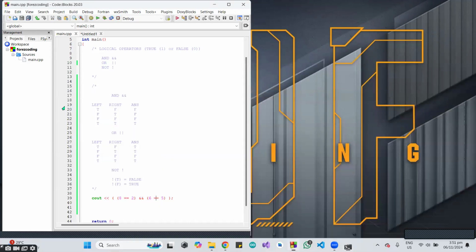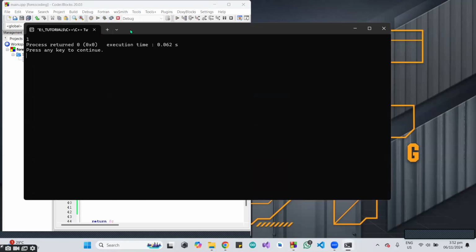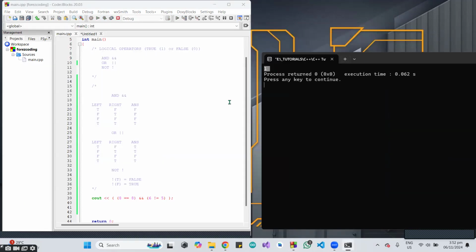So let's try again the last one. Let's make this one as true. So let's have here 8 and not equal to 5. So let's try to run again the program. So we get the final answer as true. So 8 is equals to 8, that is true. And 6 is not equals to 5, that is true. Therefore, the final answer is true.